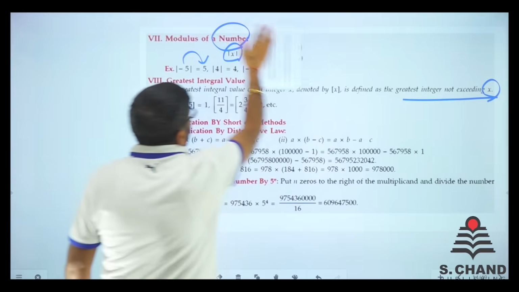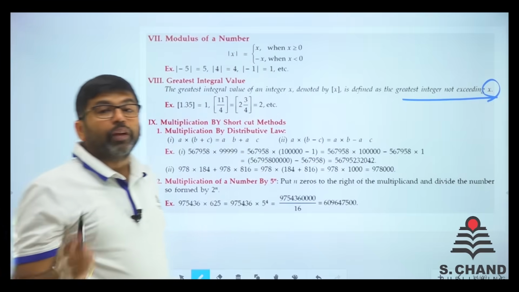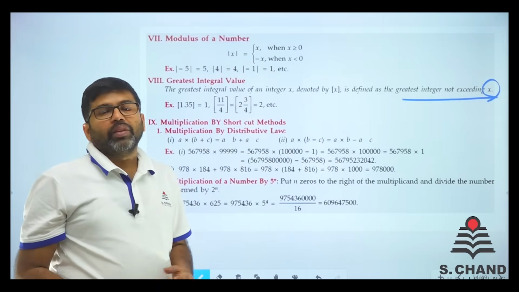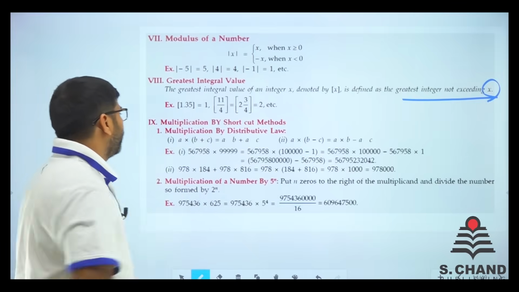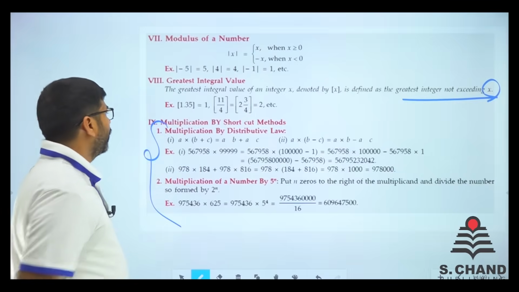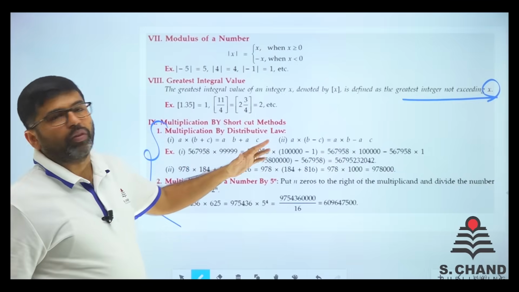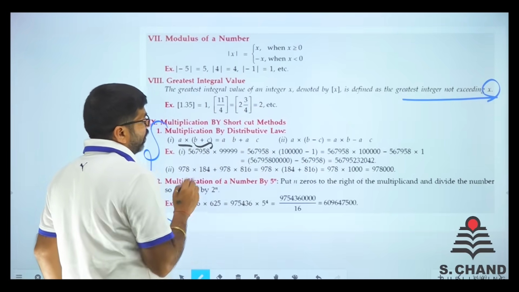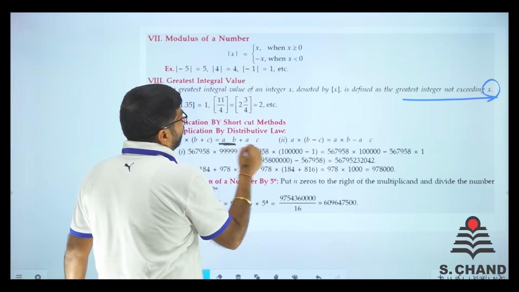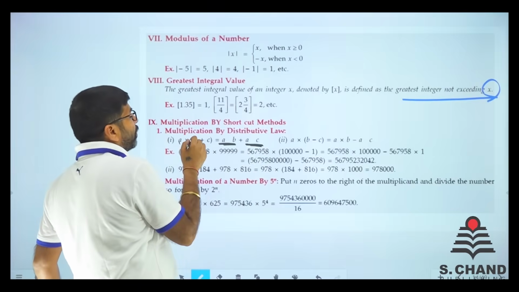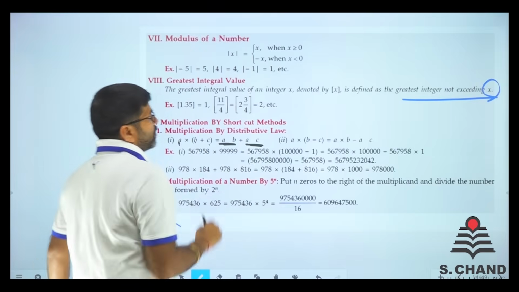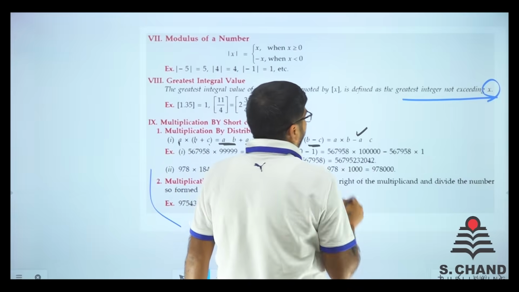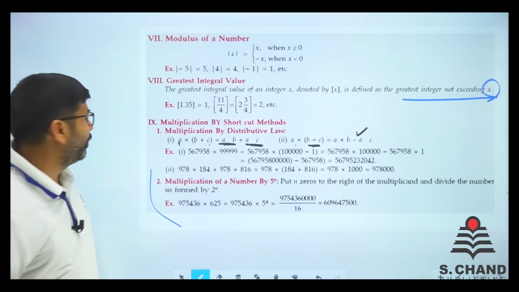Multiplication by shortcut method. Now see, this is very important. If you are doing maths after a long time, or say for example you are not very good at maths, these shortcuts will definitely help you. Multiplication by distributive law. What is distributive law? So if A into (B plus C) is written, then we know it is AB plus AC. A will be multiplied by B, A will be multiplied by C. Similarly, if it is A into (B minus C), then do minus, right? So very important to note.